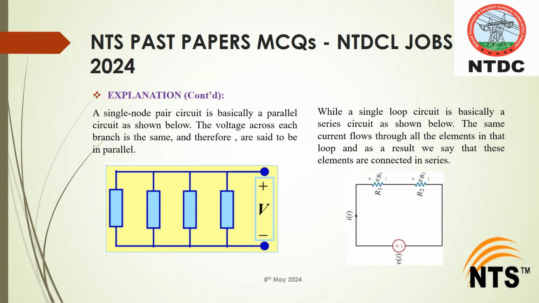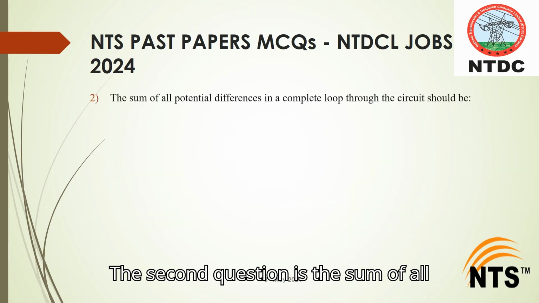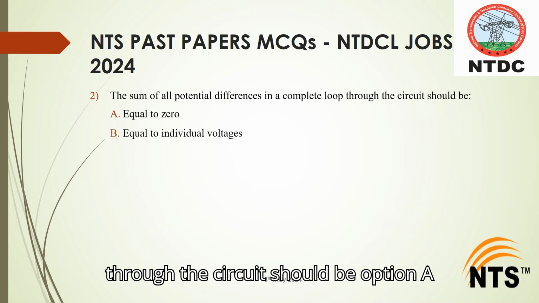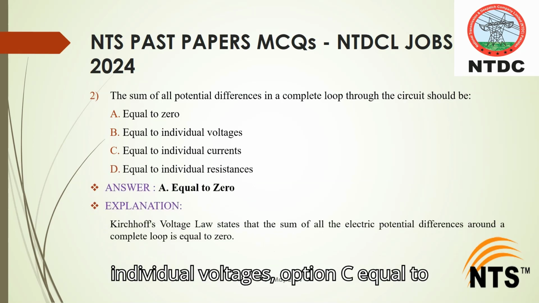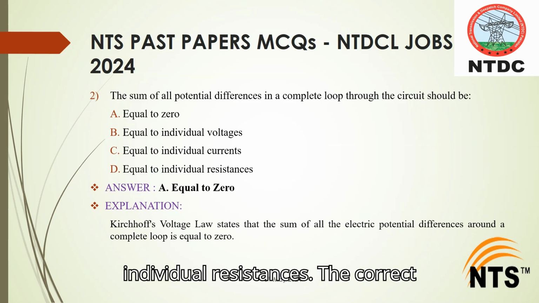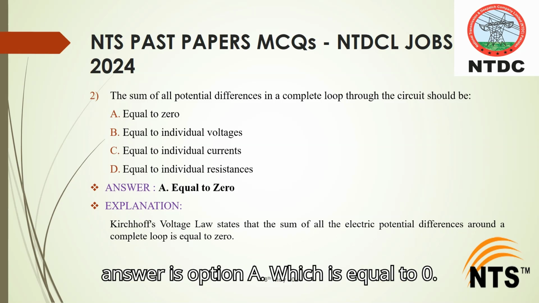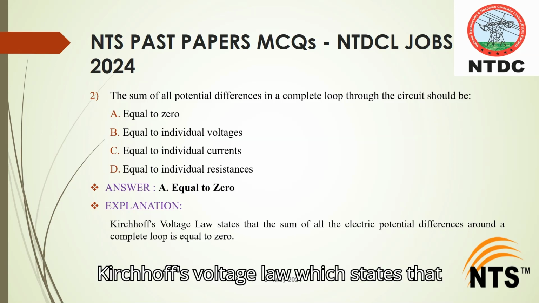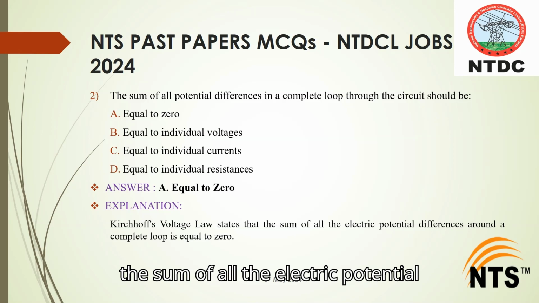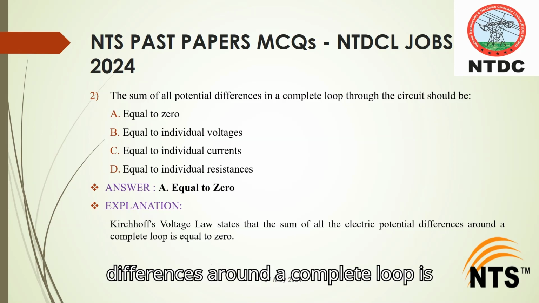The second question is, the sum of all potential differences in a complete loop through the circuit should be: option A, equal to 0, option B, equal to individual voltages, option C, equal to individual currents, option D, equal to individual resistances. The correct answer is option A, which is equal to 0. The explanation of this answer is simply Kirchhoff's voltage law, which states that the sum of all the electric potential differences around a complete loop is equal to 0.